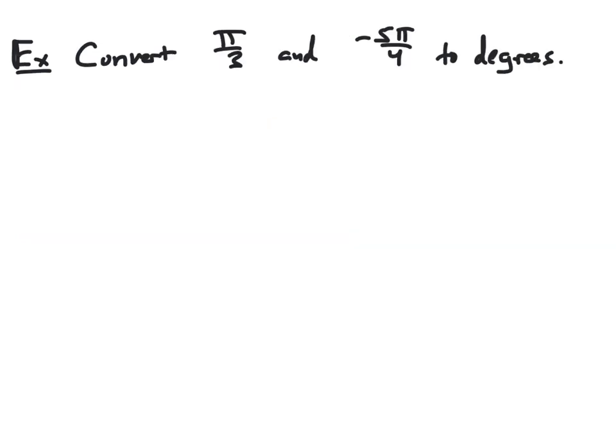In this example, we want to convert 2 radian angles to degree angles. In particular, we want to convert pi over 3 radians and negative 5 pi over 4 radians, both to degrees. So to do this, we're going to multiply the radian measure of our angle by 180 over pi. When the radian measure has a pi in the measure, notice that the pi will always cancel out. In this case, we just get 180 divided by 3, and that is 60 degrees. And so a pi over 3 radian angle is the same as 60 degrees.